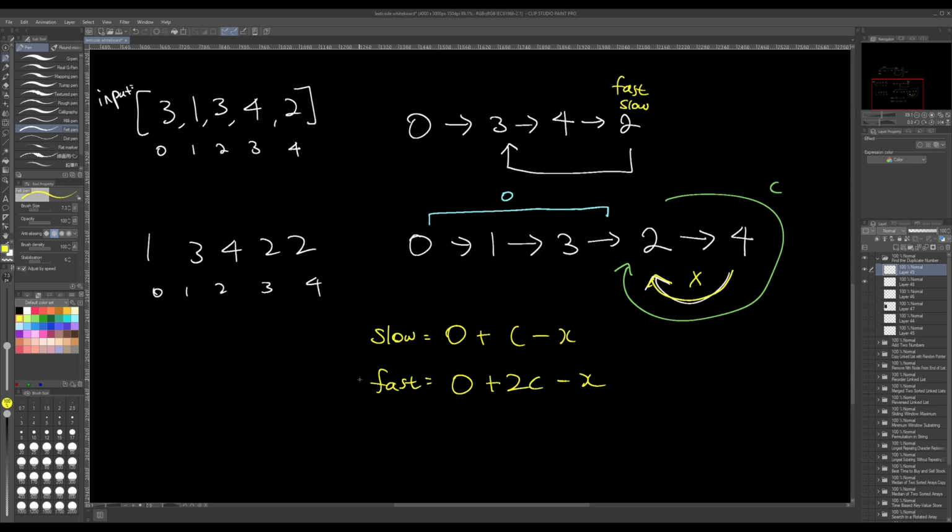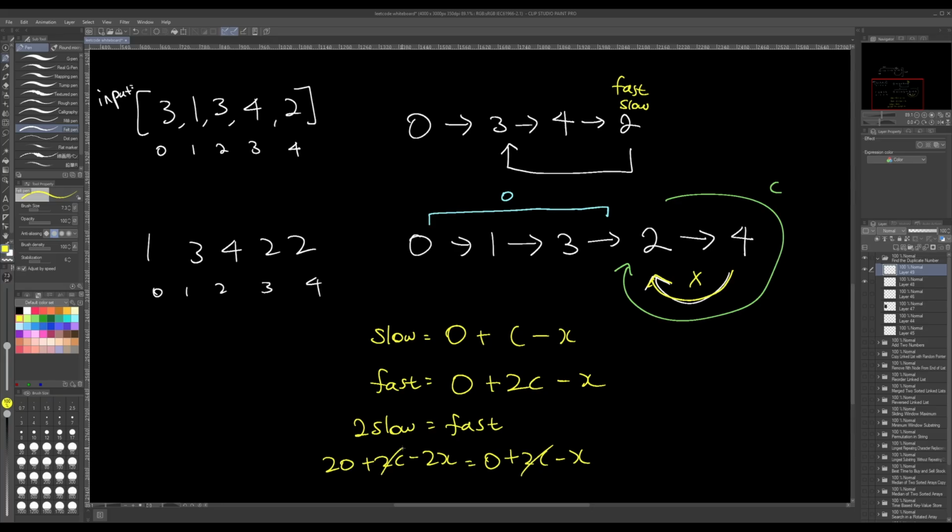And we know that the fast pointer moves at twice the rate of the slow pointer, right? So the distance traveled should also be double, right? So I can also say that 2 slow is equal to fast. And so if I do this algebraically, we're going to have 2O plus 2C minus 2X is equal to O plus 2C minus X.